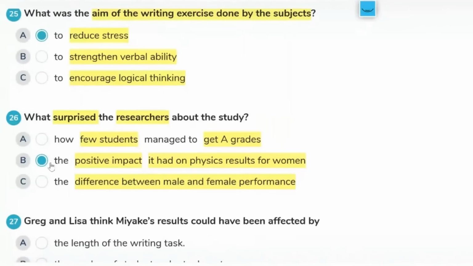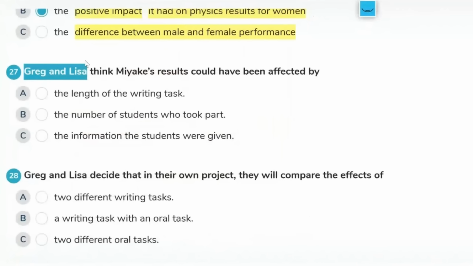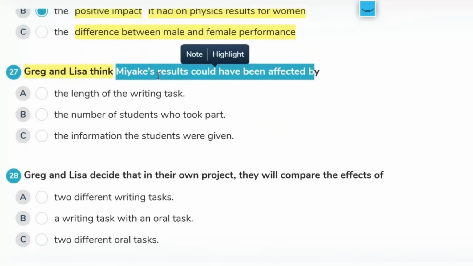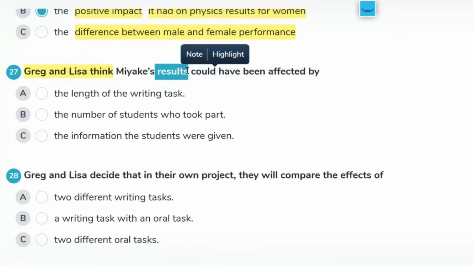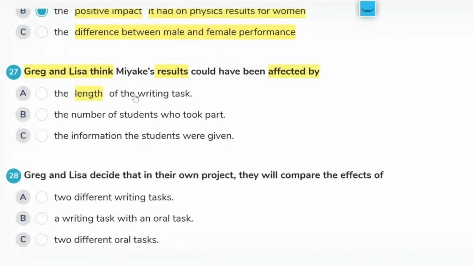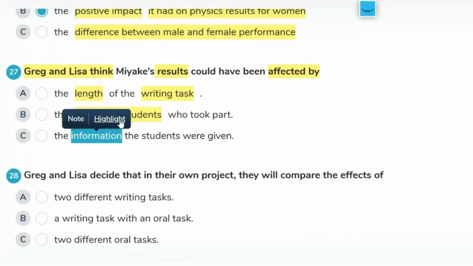Now, let's go on. Greg and Lisa think. What is it that they think? Miyake's results could have been affected by. Now, the results could have been affected by means they got the results, but if they would have done it in a different way, so the results affected by what? Length of writing task, like 250 words to 350 words, and the results would be different. Okay, so research could be affected by length of writing task, that is A. If it could be number of students who took part, B. And if it was information the students were given, right?